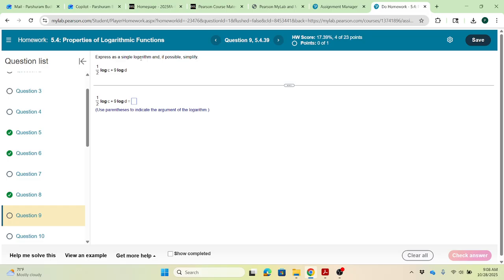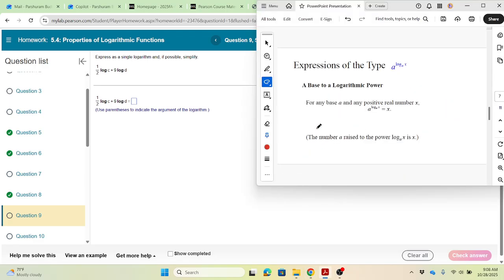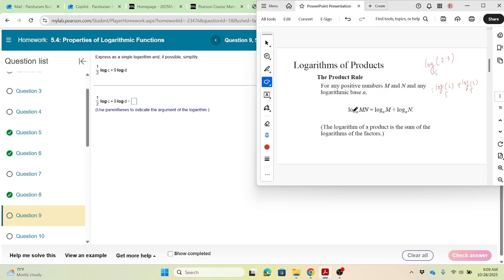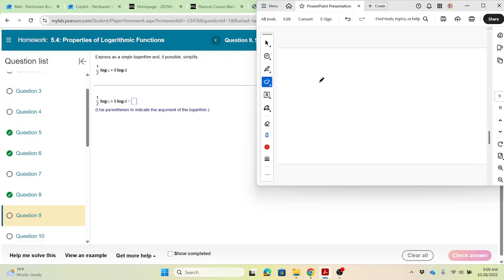Here, express as a single log. So instead of going from left to right using these properties, we would like to go from right to left. So in this problem, you can see you have half log base 10 c. See the base 10, you don't have to write down the base, plus 9 log base 10 d. So this number half, you can bring it to the exponent, and you can write it down log c to the power half plus log d to the power 9.